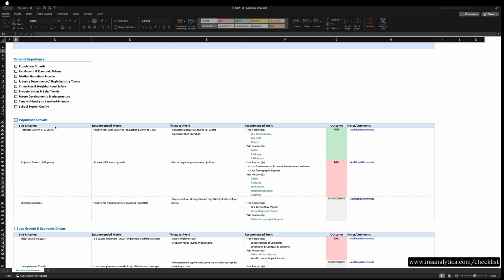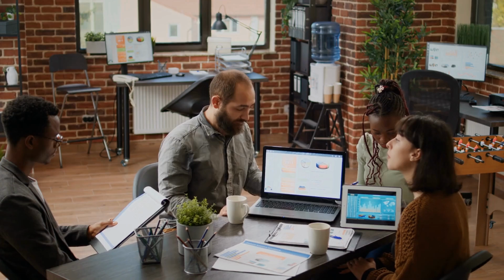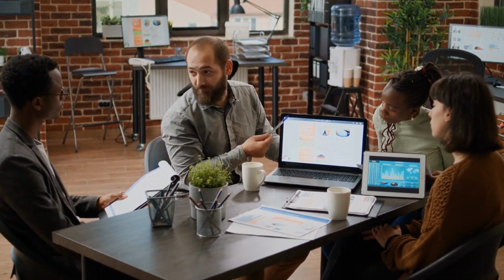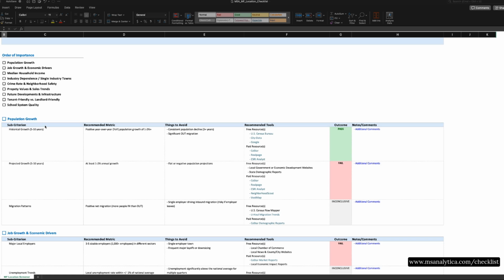Once you start talking to brokers, they're going to send you a lot of deals, and you simply cannot underwrite every single deal. That is not an efficient process. What you want to do with your deal flow is form a funnel, where once the deals come in, you do an initial screening to see if they meet your criteria. This is where this checklist comes in.